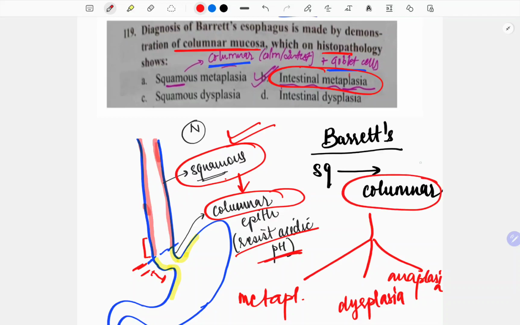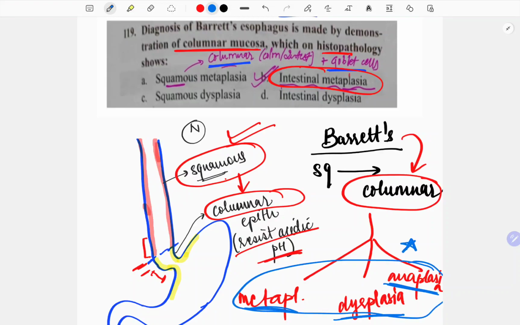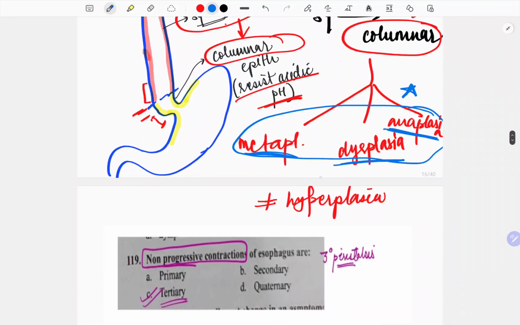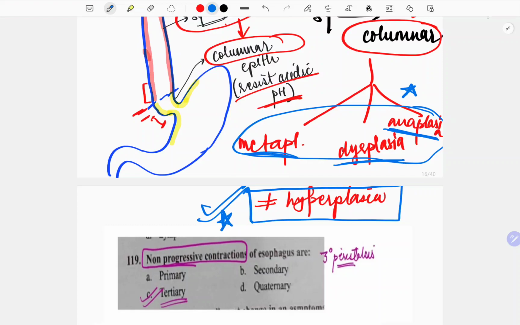So see, squamous to columnar is when we call it a Barrett's esophagus, and it shows 3 different types of changes, and these are metaplasia, dysplasia and anaplasia. These 3 will result in malignant transformations. And a very important point which has been asked in the NEET recently: what is not shown in the metaplastic changes in the Barrett's? It is hyperplasia. Just mug up this point.